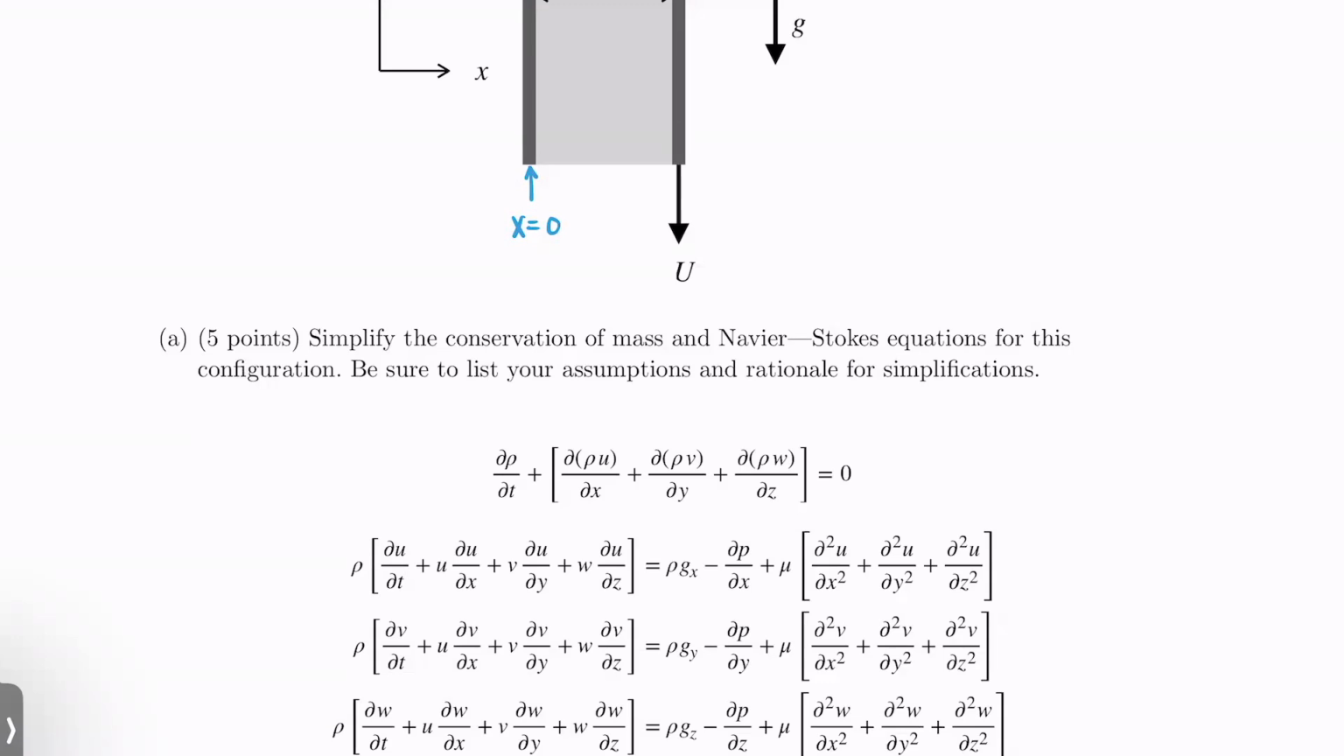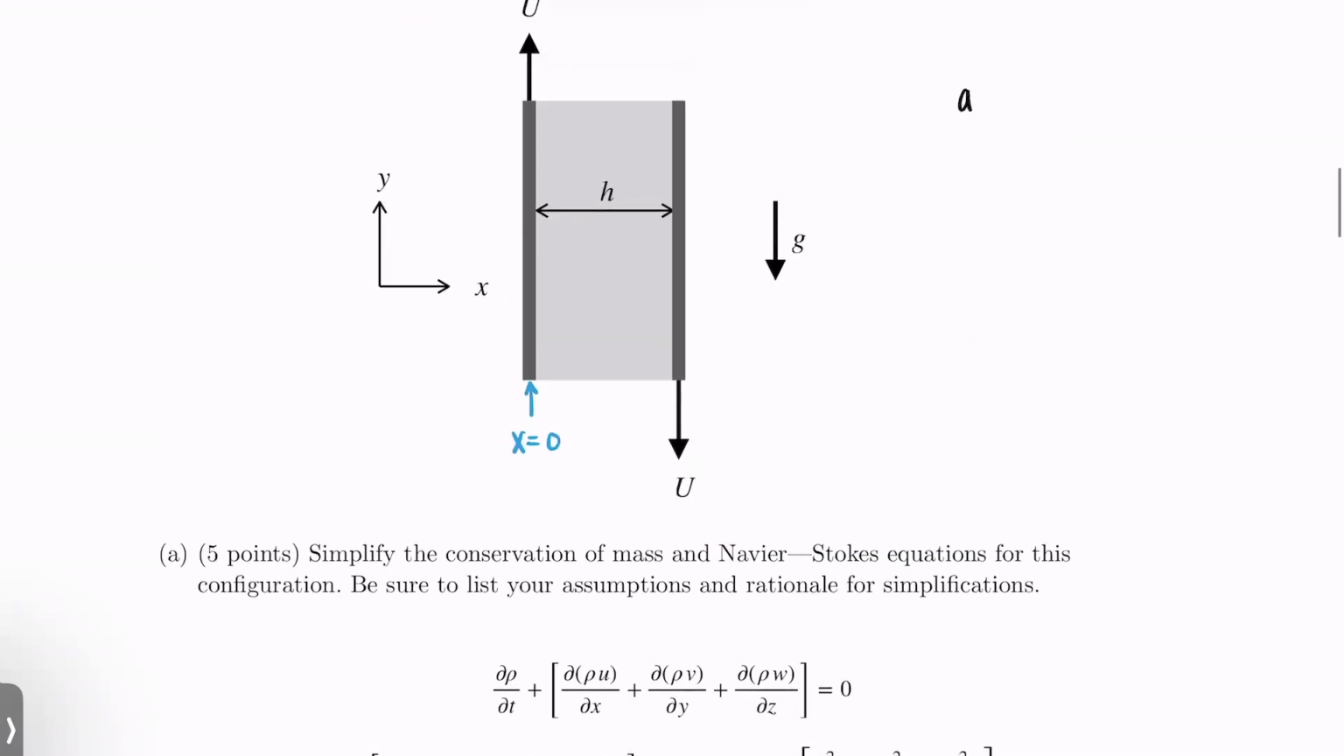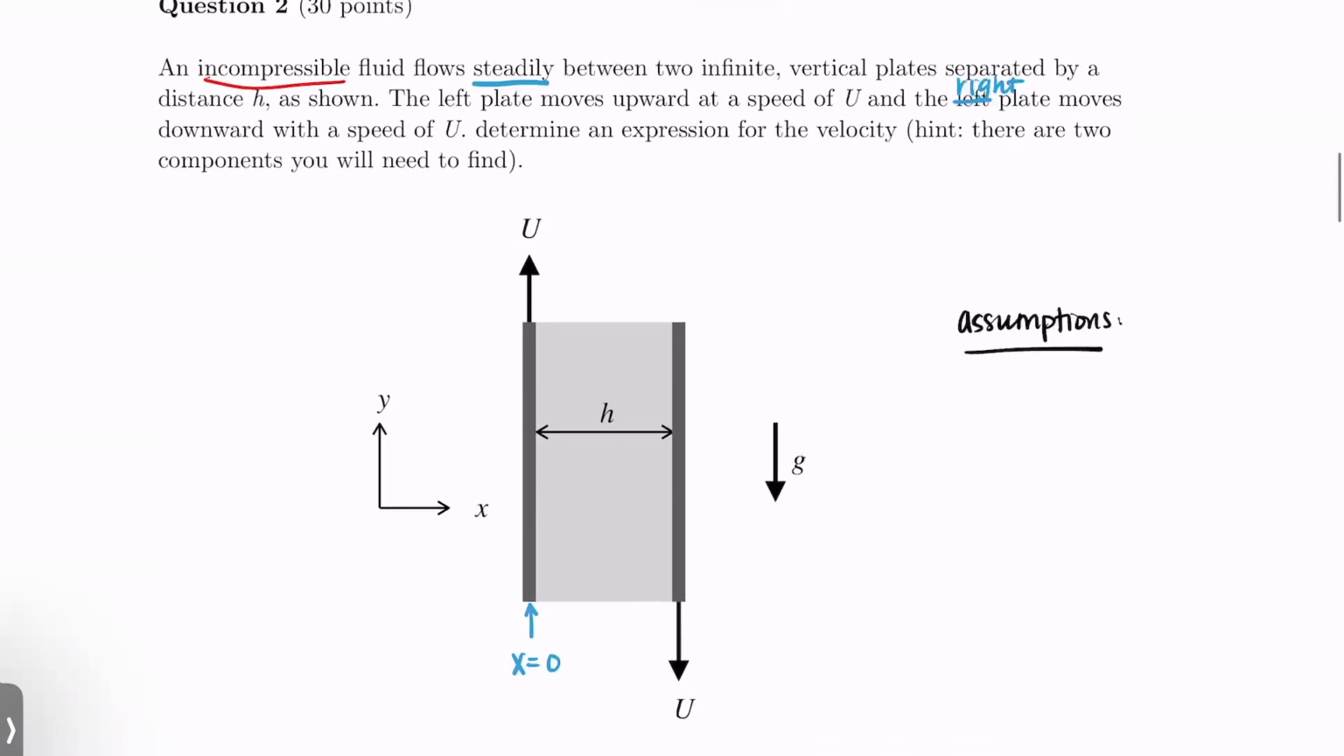So yeah. Okay, so first, these are our governing equations that are already written for us. So we want to write down our assumptions. All right, so we have incompressible, that's already given to us in the problem. We also have steady. And I'm going to also assume that it's fully developed.